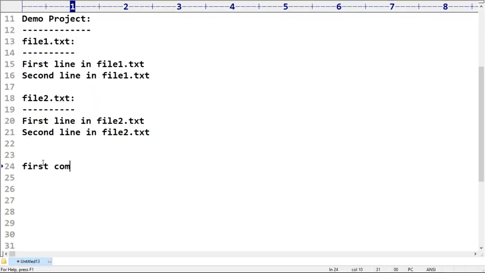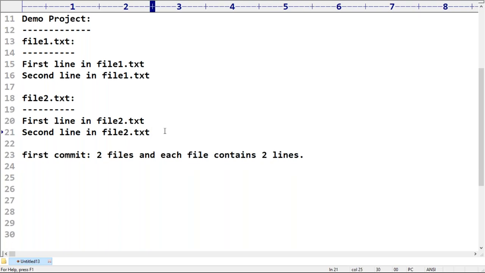So first commit: two files, and each file contains two lines. Yeah, good. Any doubt about this one? Can you please confirm? Any doubt up to this? How many commits did I do? Only one commit.